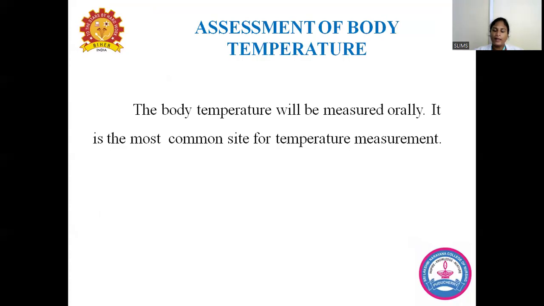Assessment of body temperature. How can we assess body temperature? Body temperature can be measured orally. It is the most common site for temperature measurement.